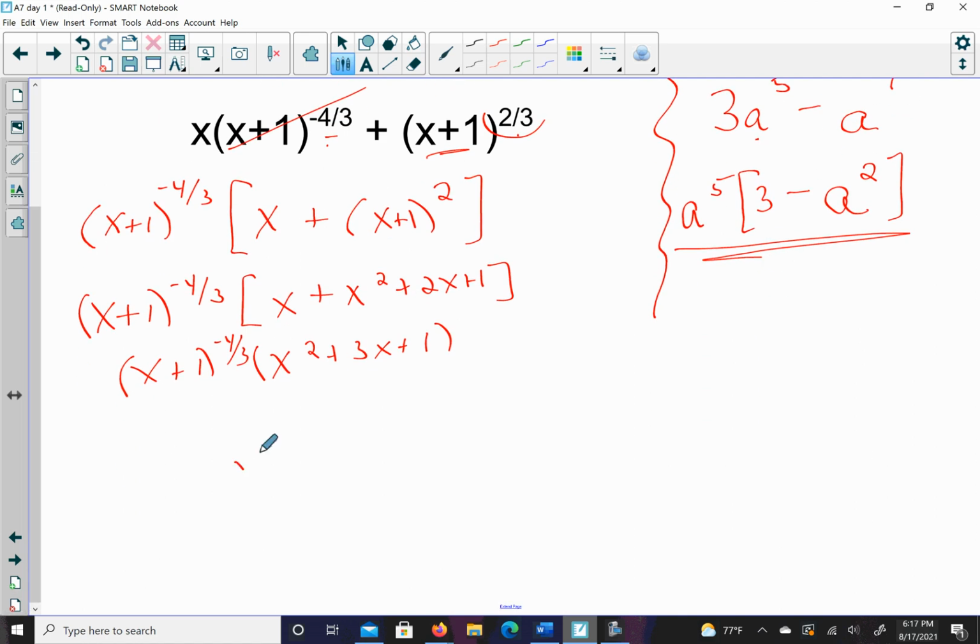Or you could write it without negative exponents and make this x squared plus 3x plus 1 in the numerator, and then this x plus 1 in the denominator, and then that would be a positive 4/3. Either one of these is acceptable depending on the directions. So you have to read the directions and make sure it doesn't say anything like no negative exponents.